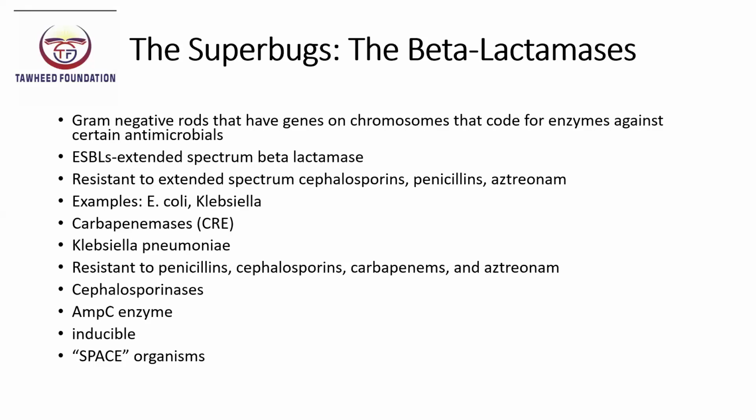The superbugs, beta-lactamases. Here, gram-negative rods that have genes on chromosomes will code for enzymes against certain antimicrobials. It will show extended spectrum beta-lactamases and is resistant to extended spectrum cephalosporins, penicillins, and azithromycin. Examples include E. coli, which is Escherichia coli, and Klebsiella species.